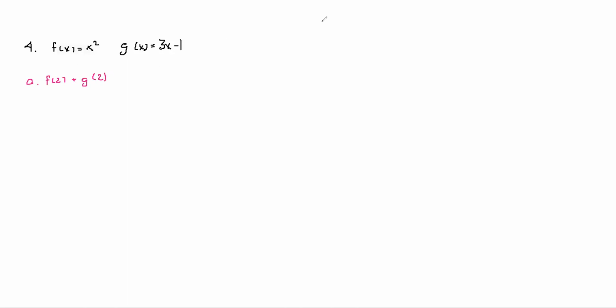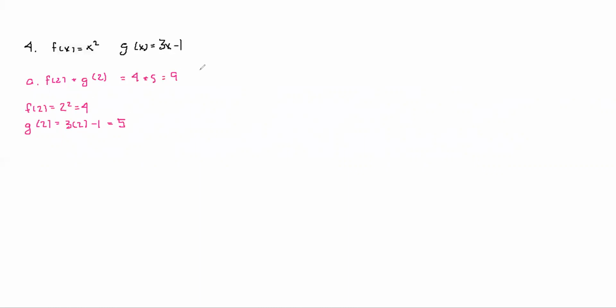So where are we going to start here? Wherever you see an x in f of x, you put a 2, so it would be 2 squared plus 3 times 2 minus 1. So it would be 4 plus 6 minus 1, which would be 9. Yep. So this is going to be 4 plus 5, 9. Okay.